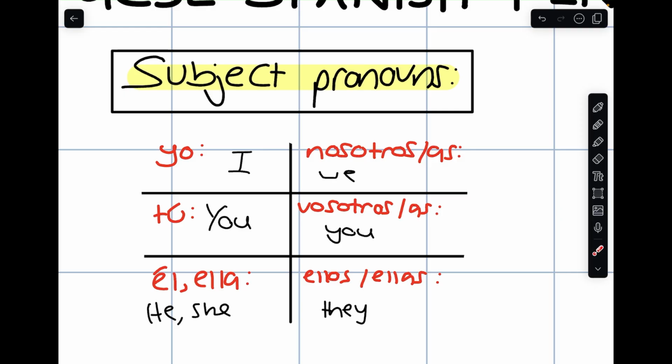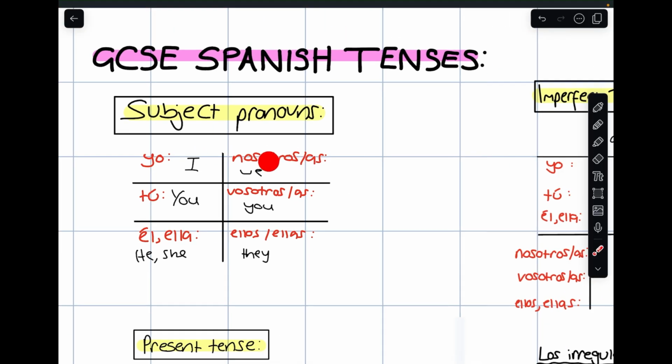Another thing to point out is the difference between tú and vosotros. They both mean you, but are used in different contexts. Tú is singular and informal, whereas vosotros is plural and informal. Bueno, now that we've covered the key subject pronouns, let's move on to the first tense, the present tense.